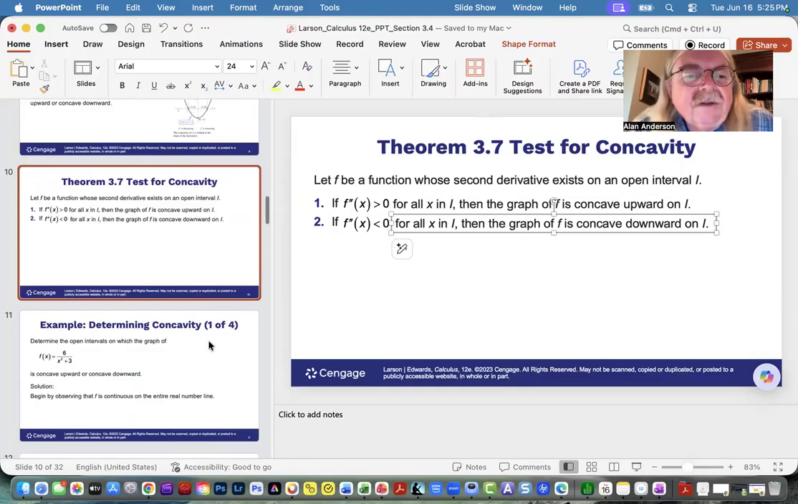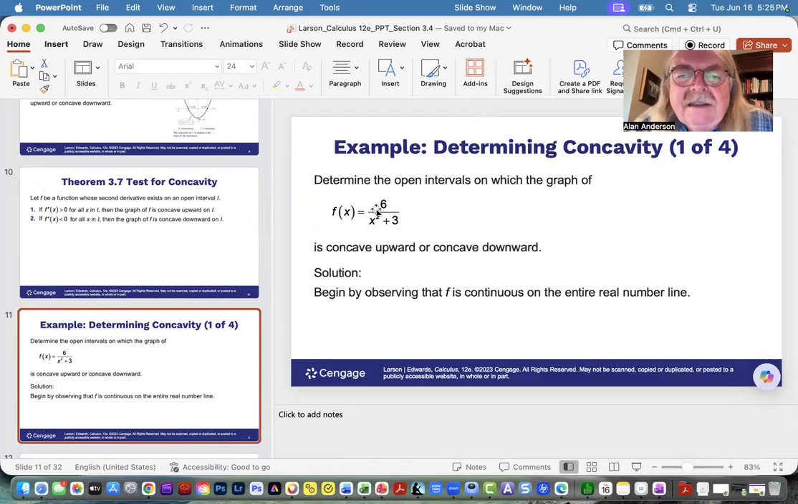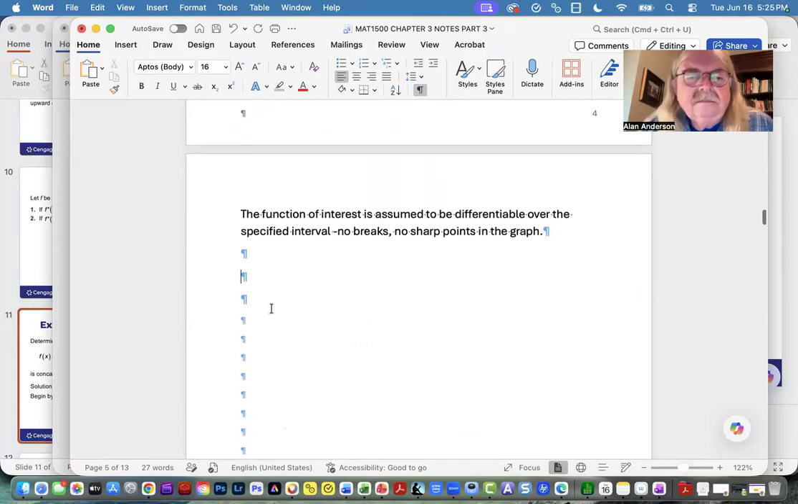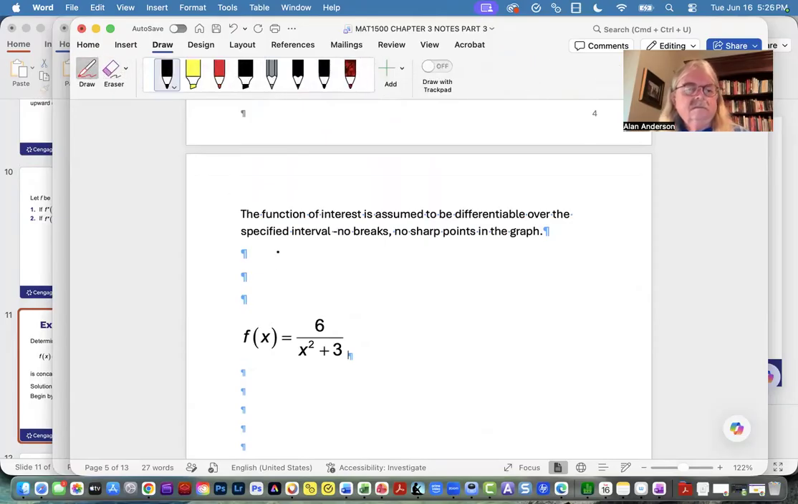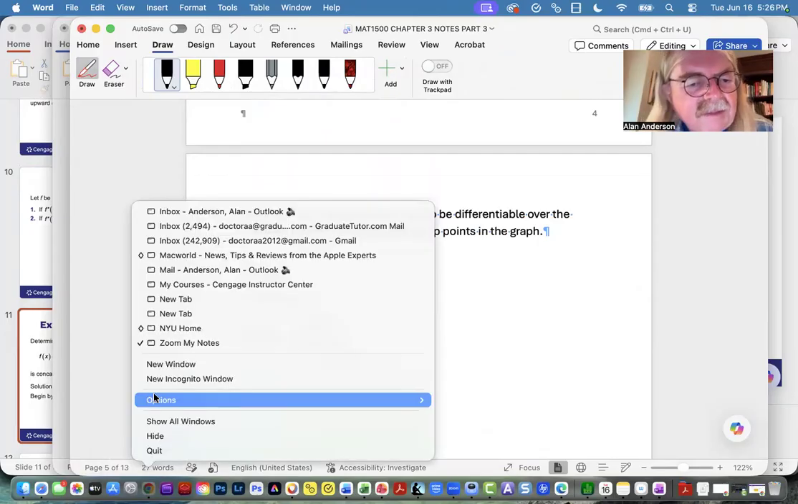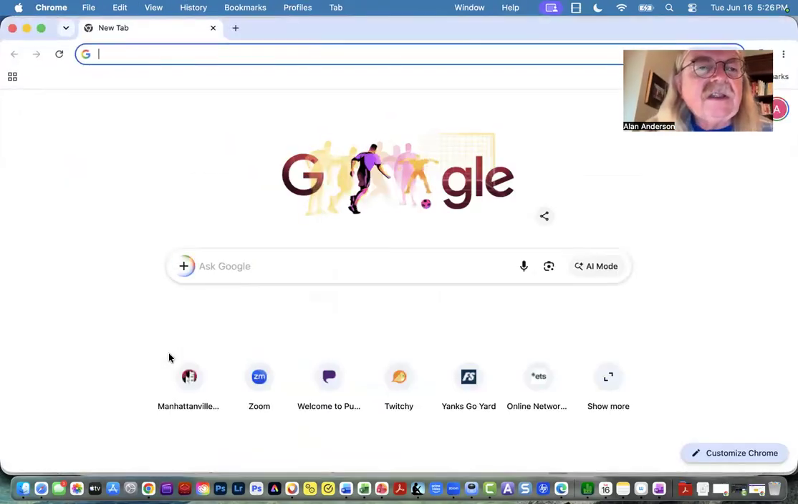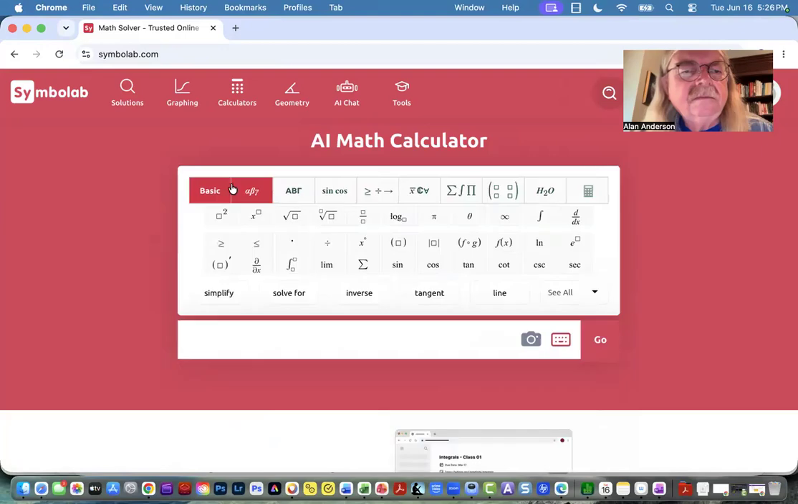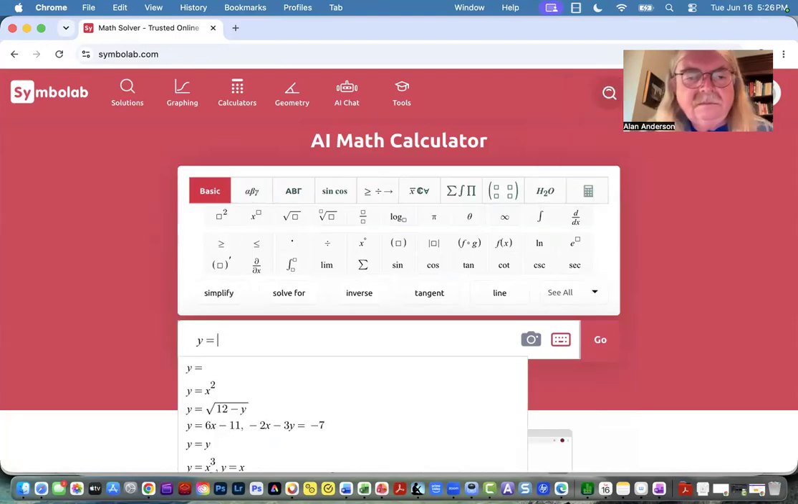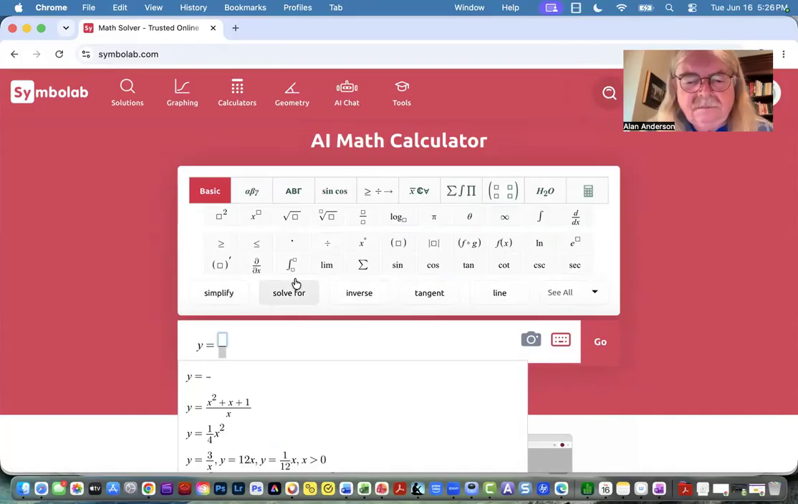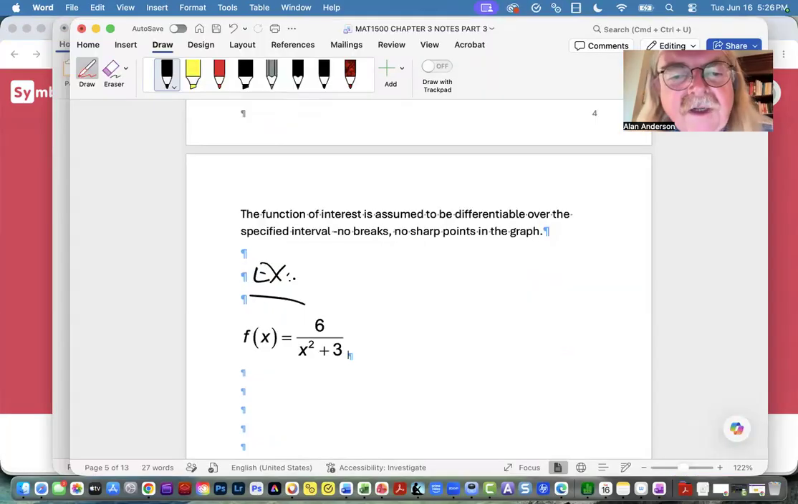So let's see. Ah, here we go. There's an example. Beautiful. So I think our first step is to, of course, draw this somewhere, maybe in Symbolab, and just make sure we understand what it looks like. All right, so it's 6 over x squared plus 3.